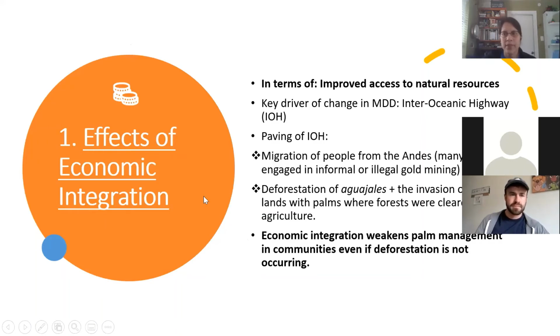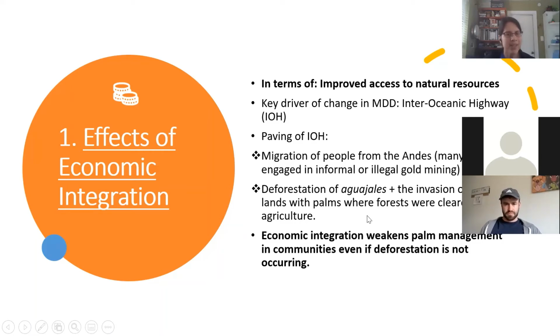And so the first one, the effects of economic integration, is basically in terms of improved access to natural resources. Over the past 10 years, as I mentioned in the beginning, a key driver of change in Madre de Dios has been the development of the Interoceanic Highway. So the paving of this highway facilitates the migration of people from the Andes, who sometimes practice agriculture in different ways. And these groups of people include many who engage in informal or illegal gold mining activities. Then also deforestation has increased, especially in aguajales, in the Mauritia flexuosa species. And also there has been an invasion of other lands with palms where forests were cleared for agriculture.